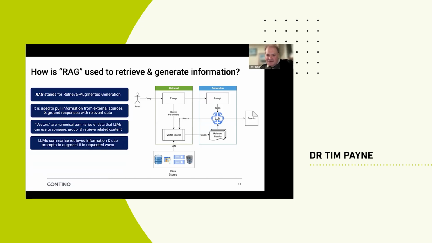Once the LLM gets this vector information, or a vector search has been done, it will collect these various sources of information together. It will summarize relevant results from these sources, and then use that as input to augment and generate new results based on the information it's gathered.